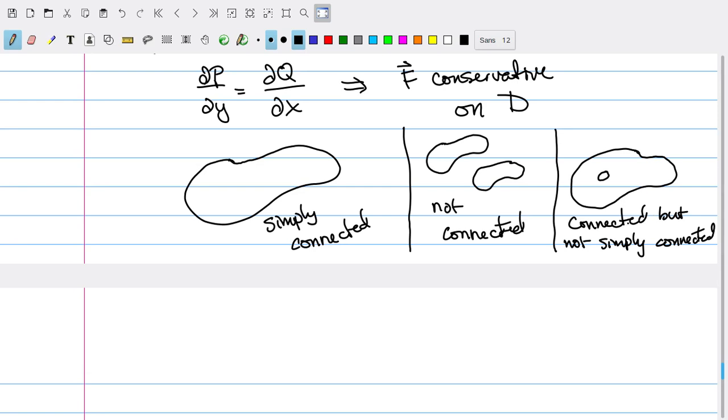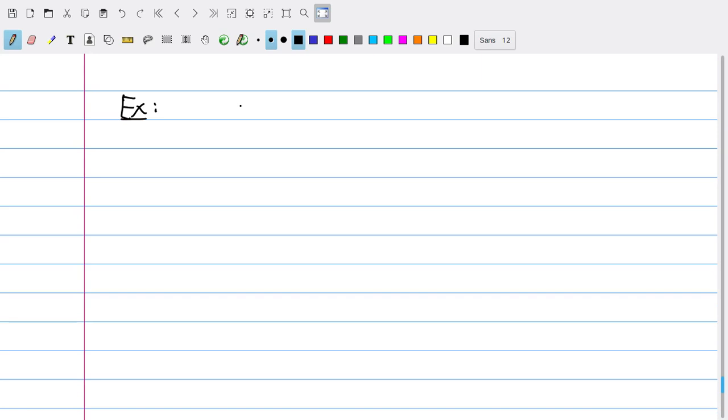So it's important here that in order to have the converse statement, where these mixed partials agreeing implies that the vector field is conservative, we need to not have any holes in the domain that we're curious about. So we can think about an example that we talked about last time.